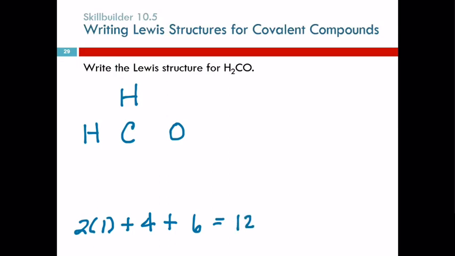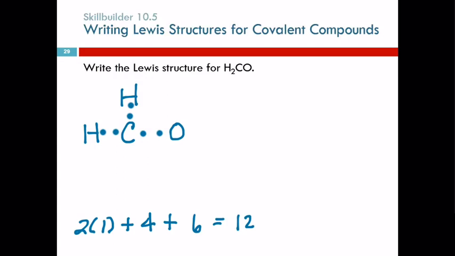So we can distribute 12 dots on this structure, and we're trying to make everybody happy. The nice thing about Lewis structures is you can make everybody happy. Sometimes you have to share extra, but you can make everybody happy. Between this carbon and hydrogen, there has to be a bond, right? So there has to be two electrons there, and at least a single bond here, and at least a single bond there. So that's 2, 4, 6.